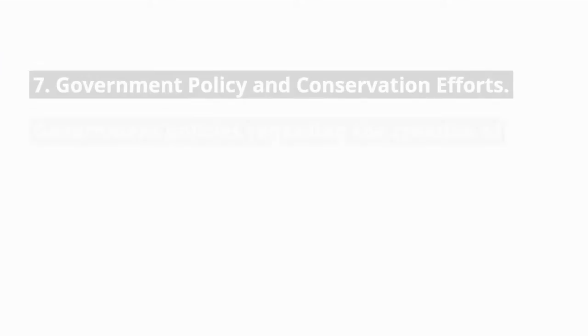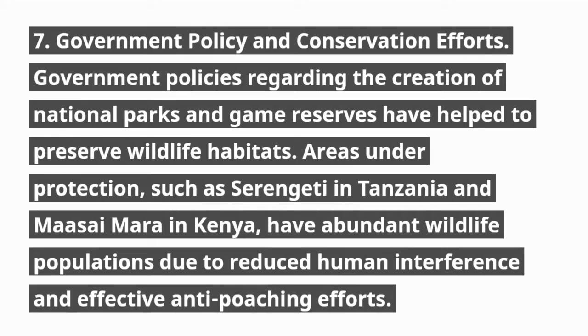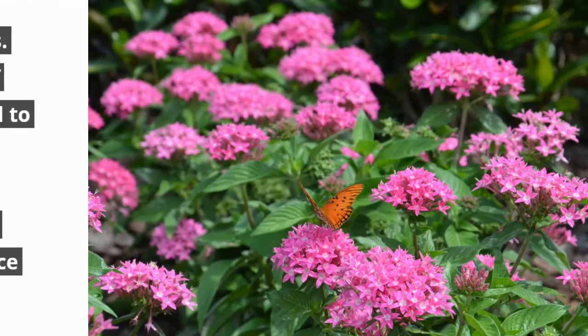7. Government policy and conservation efforts. Government policies regarding the creation of national parks and game reserves have helped to preserve wildlife habitats. Areas under protection, such as Serengeti in Tanzania and Maasai Mara in Kenya, have abundant wildlife populations due to reduced human interference and effective anti-poaching efforts.